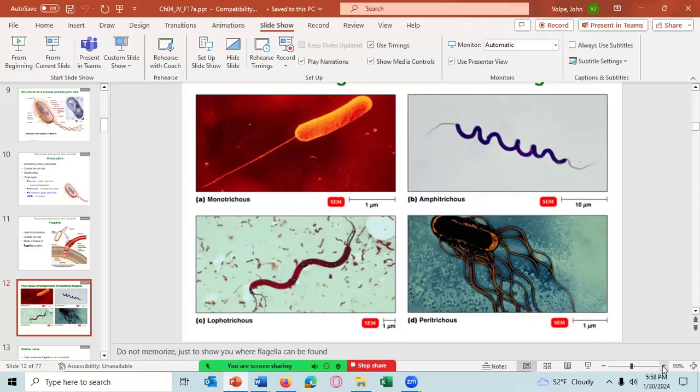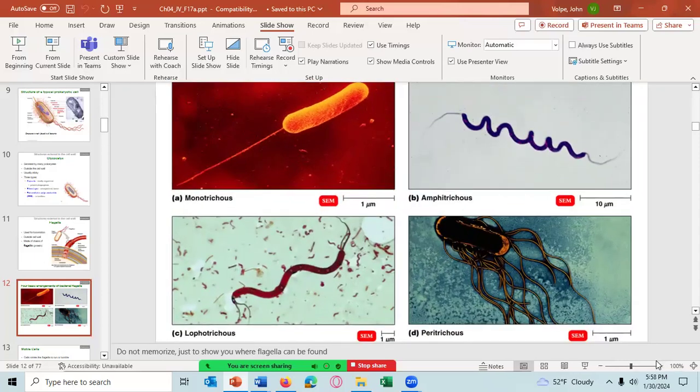Let me blow this up. You can have one flagella on both sides of the cell, and this is amphitrichous. You can have multiple flagella on both sides of the cell, and this is lophotrichous. And then you can have flagella coming out all over the cell. So they have flagella everywhere on the cell, on the edges, in the middle, and there's many flagella, and this we call peritrichous.